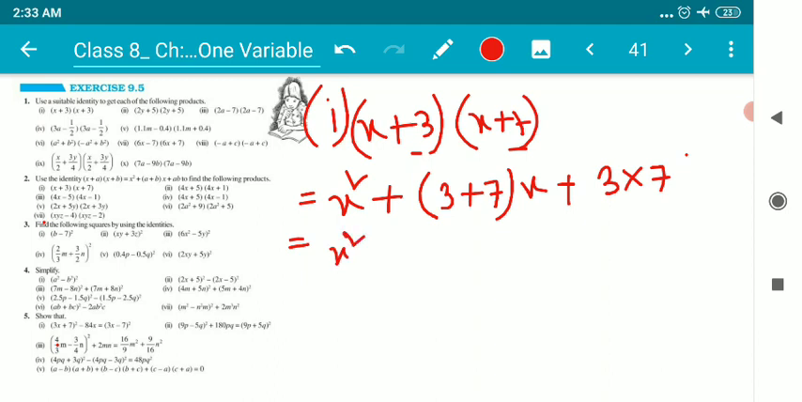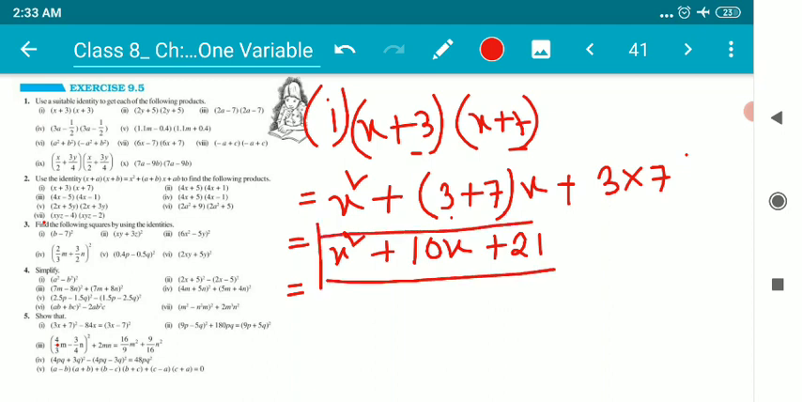x squared will appear as x squared. 7 plus 3 is 10, so 10x, plus 3 sevens are 21. So the answer is x squared plus 10x plus 21. This is our answer.